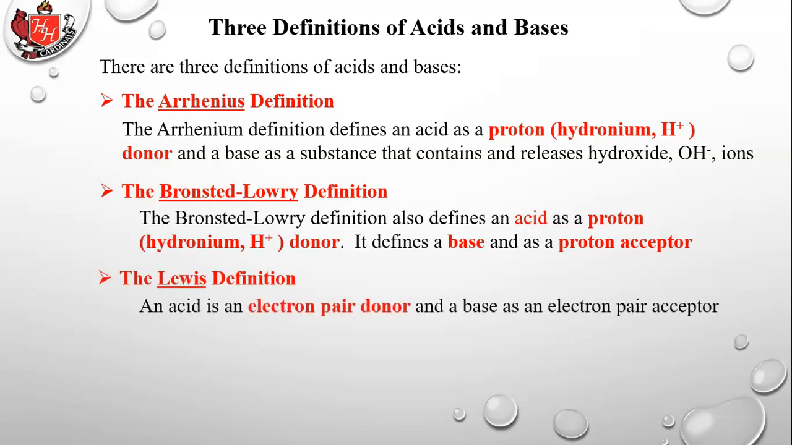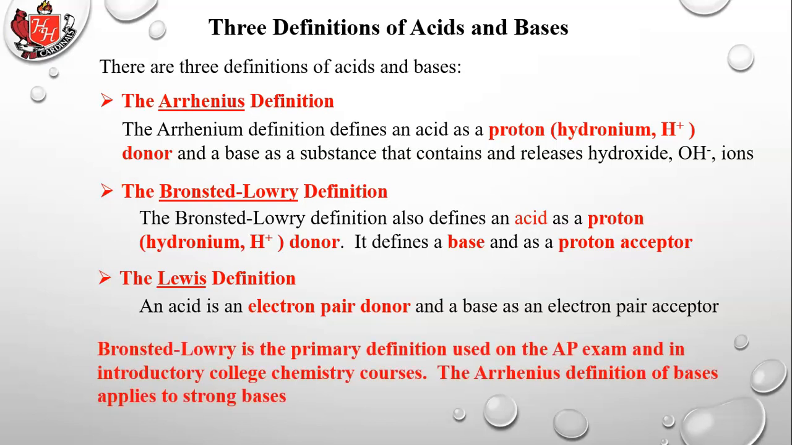The Lewis definition, which we really won't use in this class or on the AP exam, defines an acid as an electron pair donor and a base as an electron pair acceptor. We might talk a little bit about those, but really in no great detail. Bronsted-Lowry is the primary definition used on the AP exam and in introductory college courses. So the acid gives up the proton, the H plus, and a base is something that accepts it, that takes it in. The Arrhenius definition is applied for strong bases.